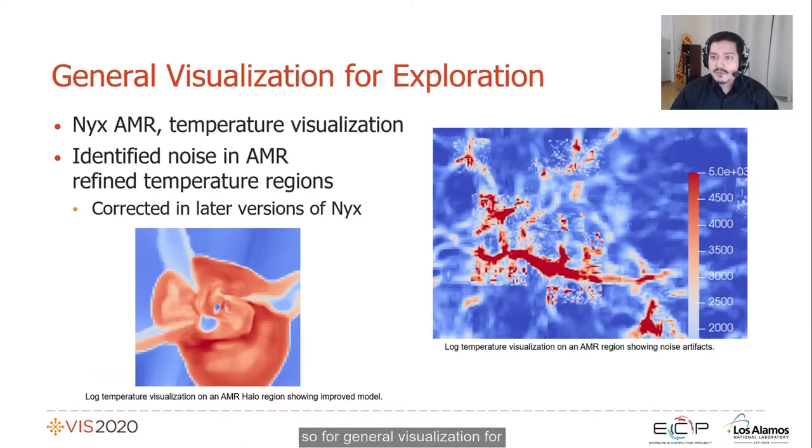So for general visualization for exploration, once we performed a log visualization of the data, we actually found these visual artifacts seen on the right. These existed within the temperature field, but weren't exhibited in the density fields. So perhaps these artifacts consisted of some small numerical noise. For some reason, they must have been within statistical margin of error because they weren't picked up by traditional statistics methods. And it wasn't actually known until we performed this sort of sanity check, just general visualization for verification. And it turns out that these errors were related to the code and how the AMR regions were refined specific to temperature. And subsequently, this error was fixed pretty quickly by the Nyx developers. And the left image shows a zoomed in halo region showing this fix implemented.